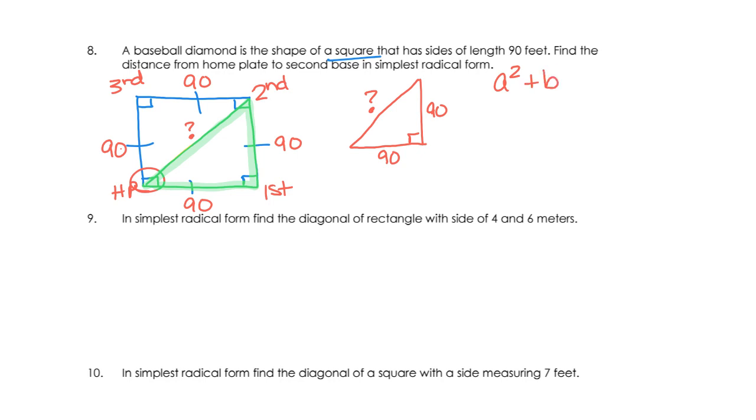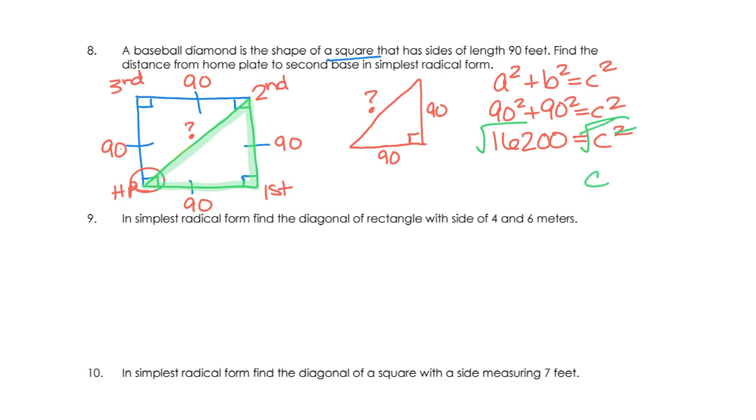All right, so this is another Pythagorean theorem. So a squared plus b squared equals c squared. Notice the question mark is across from the right angle, so that's our c. So 90s go in for a and b. And 90 squared and 90 squared make, it's a big number. So what do we got? 16,200 equals c squared. Okay? And we'll go ahead and take the square root of both sides.